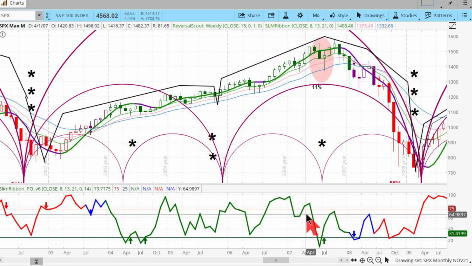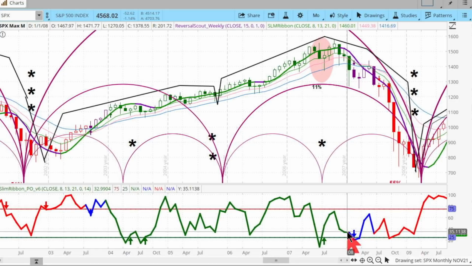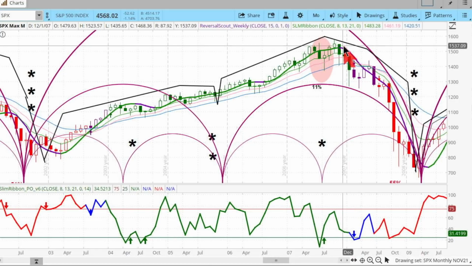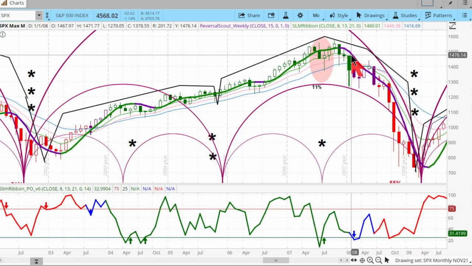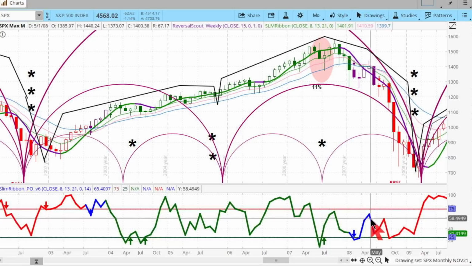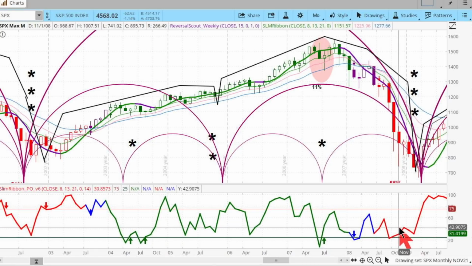Eventually what happened is it neutralized right here. And you can note in here that the reversal scout started to come down, and then it was red. And while it was red is when the biggest declines went on. That's typically what you see. So that's that bear market right over there.